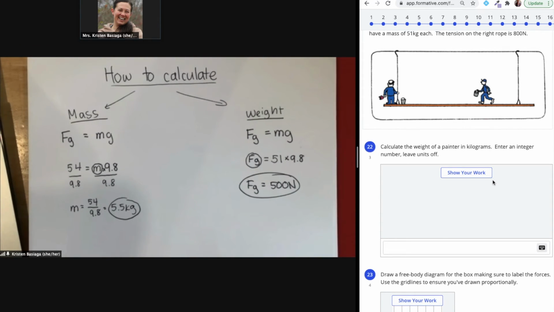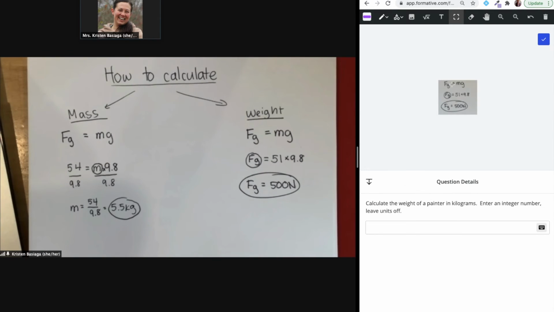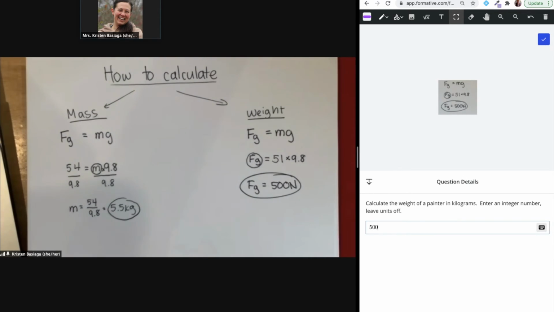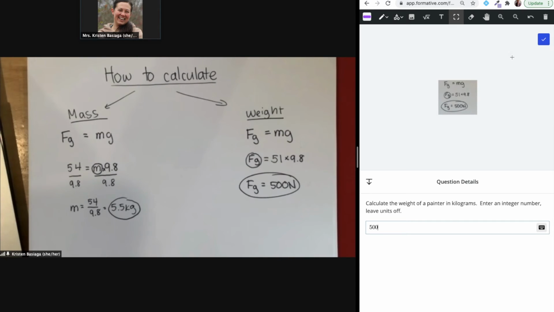So for calculate the weight of the painter in kilograms, I'm going to show my work with a picture. You get 1 point for the equation, 1 point for the substitution, 1 point for the answer. So if you just put this with no work shown, you wouldn't get full credit.